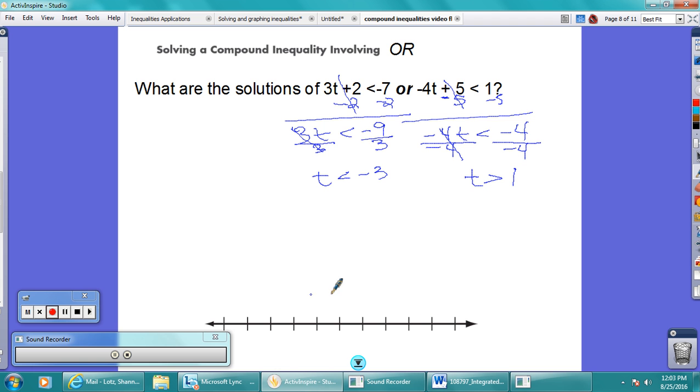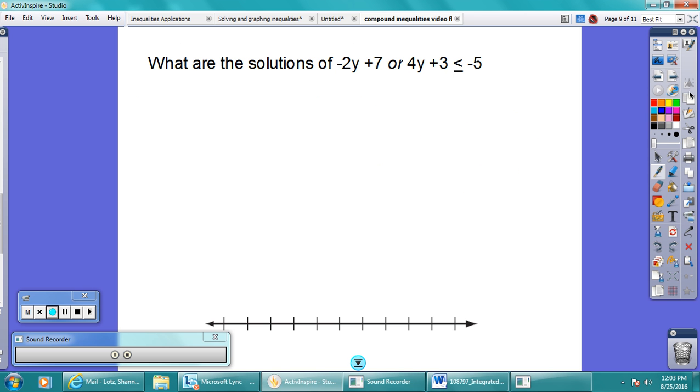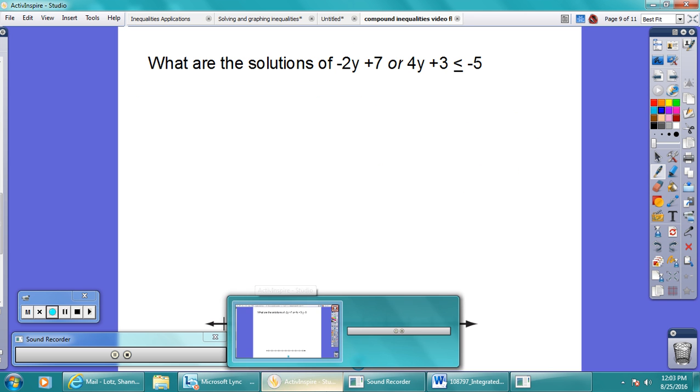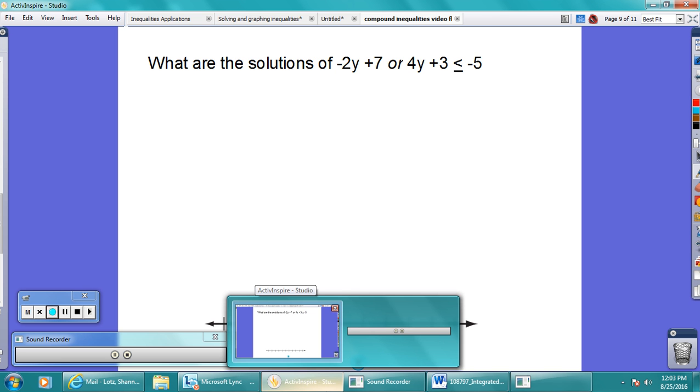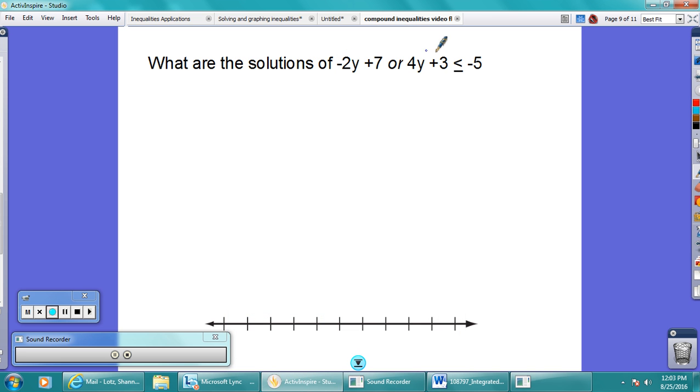So now when you graph these, you're going to locate -3 on the number line. You're going to locate 1 on the number line, and your arrows will be going in opposite directions. So you just graphed an inequality with OR. What are the solutions of this? Now this is the same thing, I'm going to let you guys complete this in your notes. You're going to solve the left side first, and you're going to solve the right.